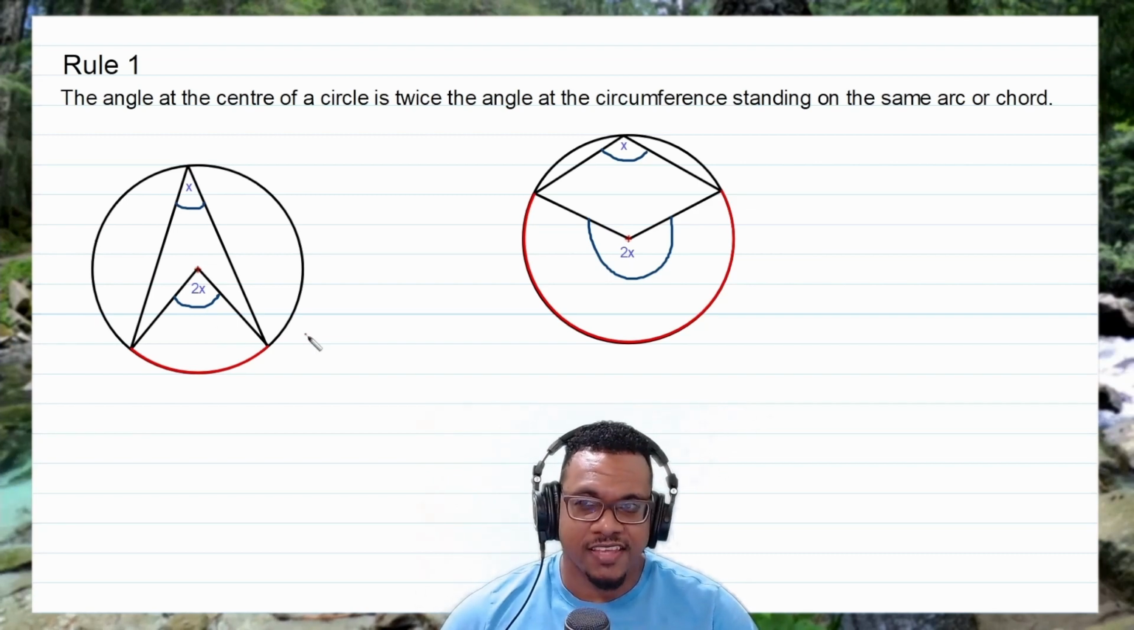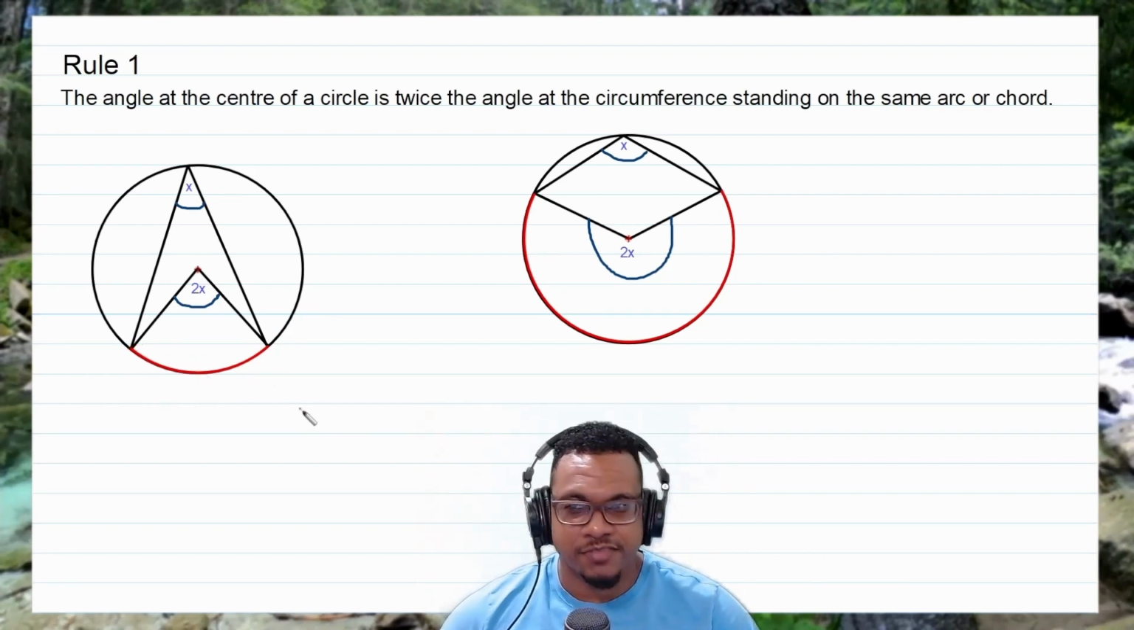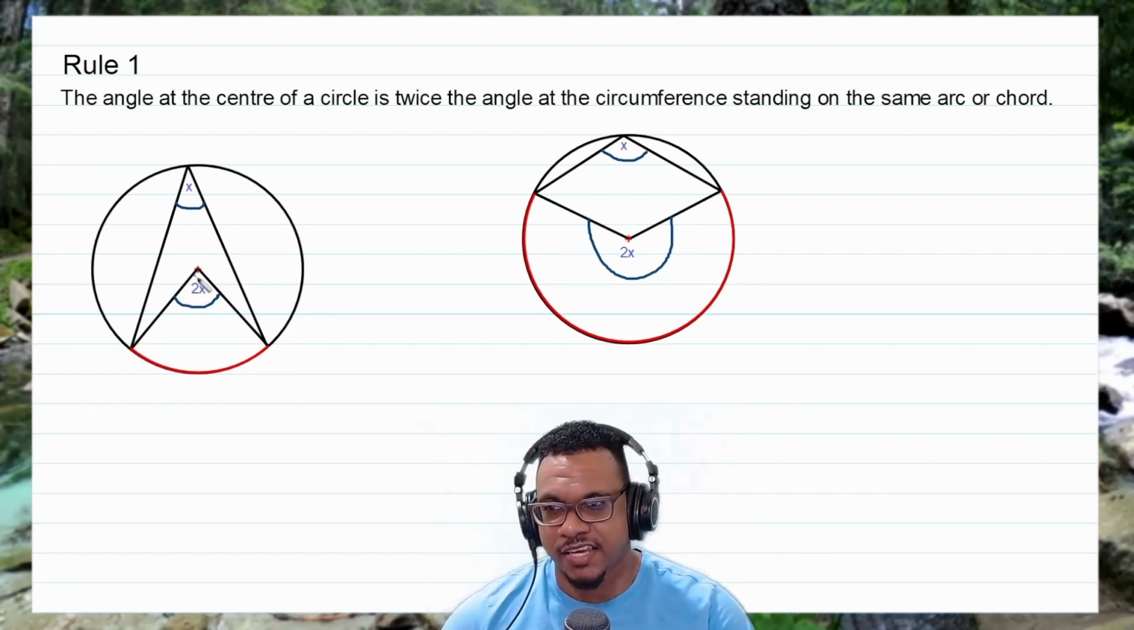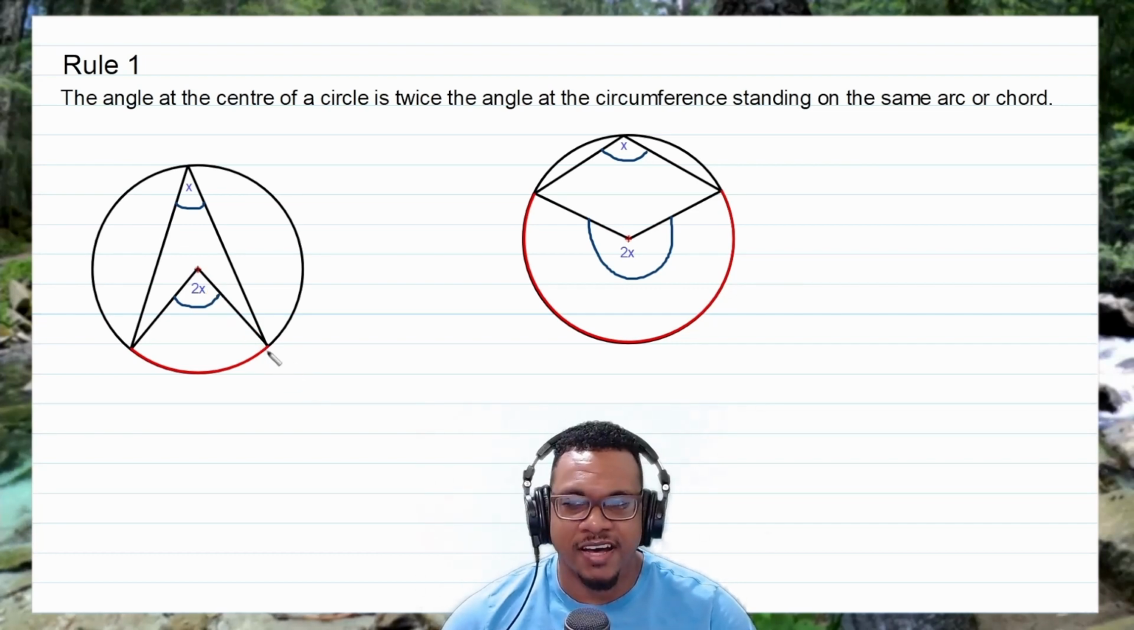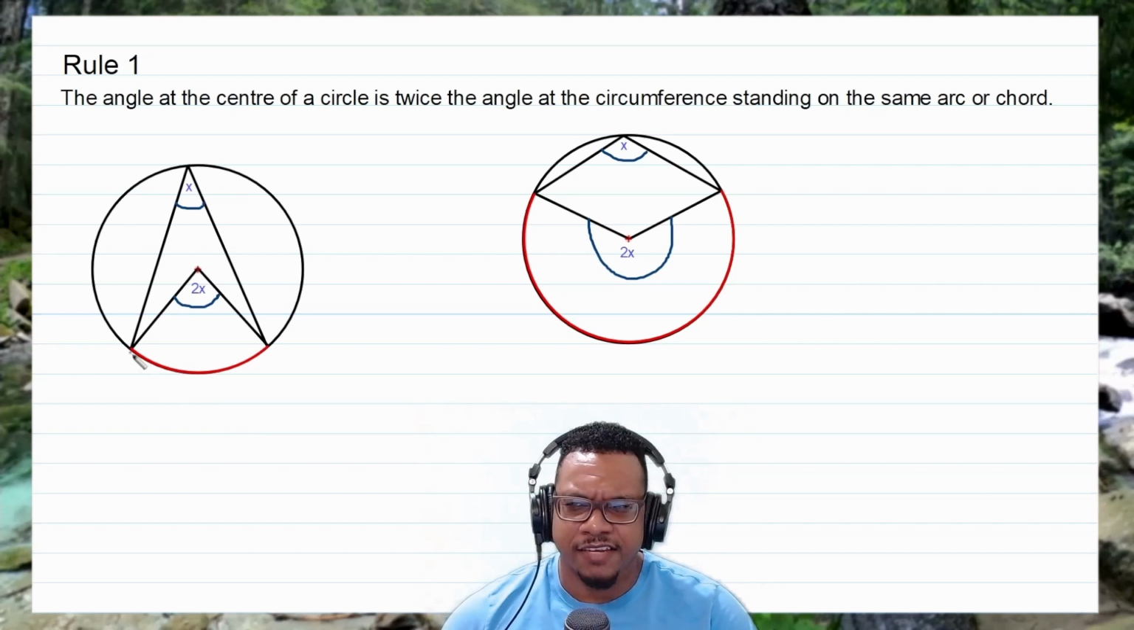Now notice the arms for the angle x, that's here and here, stands on this arc in red. And the arms for the angle 2x, which is here and here, stands on that same arc in red. Therefore, both angles are standing on the same arc. And hence you can use this rule: angle at the center is twice the angle at the circumference. Now if we were to draw a line from this point to this point, that line would be a chord. And we can see that these two angles are standing on the same chord.